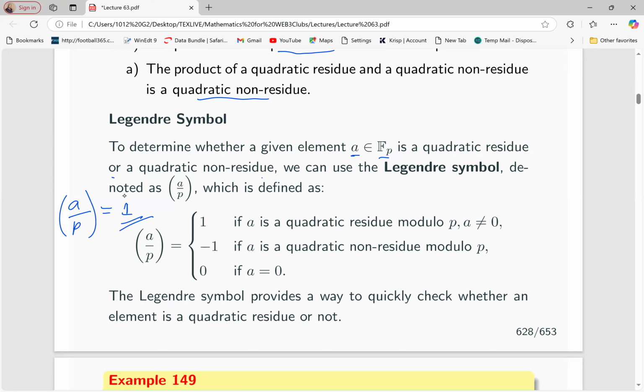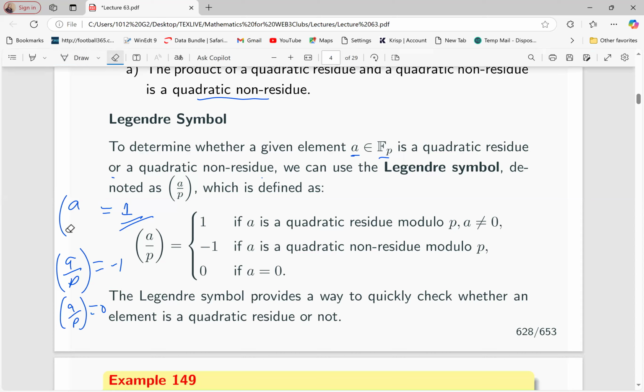If the Lagrange symbol of a is 1, then that a becomes a quadratic residue. And if the Lagrange symbol of a is -1, then a is a quadratic non-residue. But if the Lagrange symbol of a is 0, then it means that a is 0. And of course, if a is 0, then we know that a is again a quadratic residue.